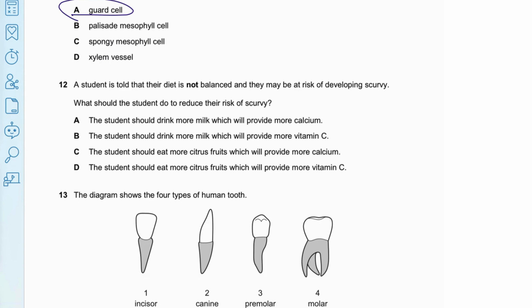A student is told that their diet is not balanced and they may be at risk of developing scurvy. What should the student do to reduce their risk of scurvy? Scurvy is caused by lack of vitamin C. Very good. So the student should eat more citrus fruit, which provides more vitamin C.